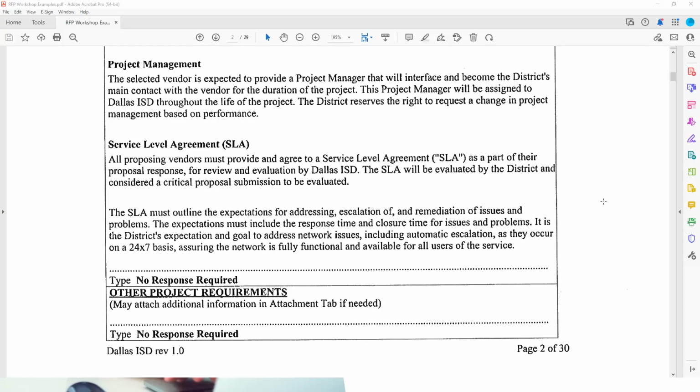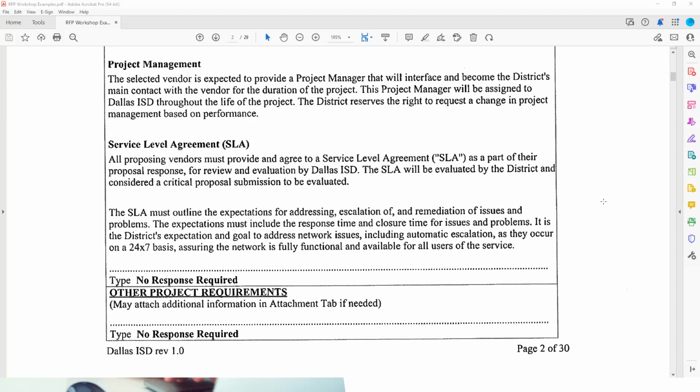They're telling us within this that we must agree to it. At the first line, all proposing vendors must provide and agree to a service level agreement as part of their proposal response. So they're telling you right off the top. Now, here's the thing that creates frustration.